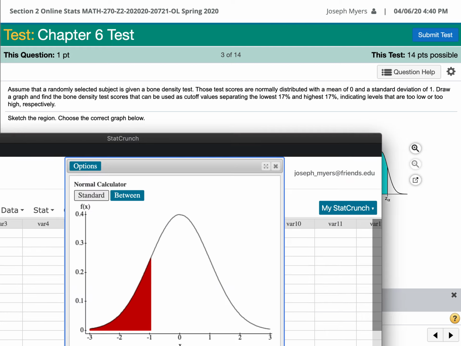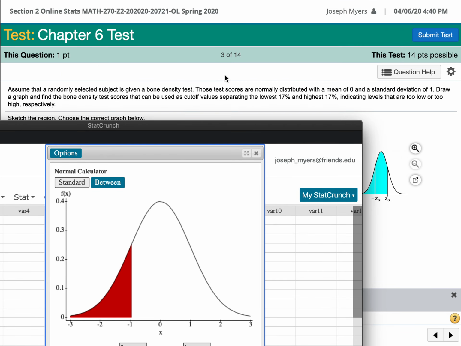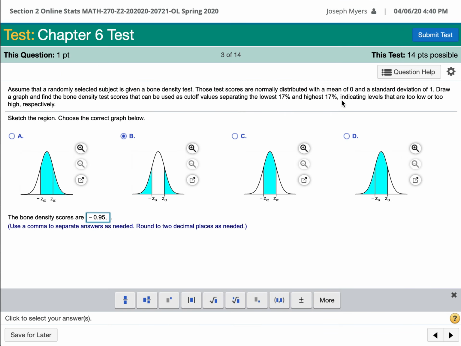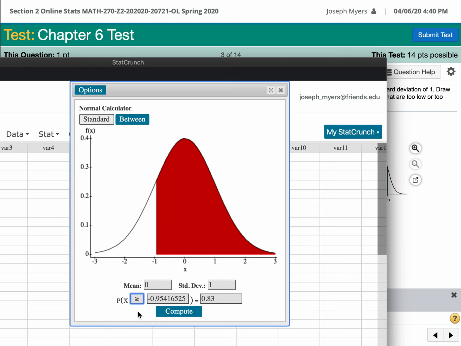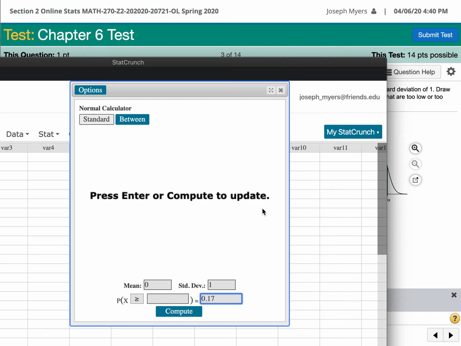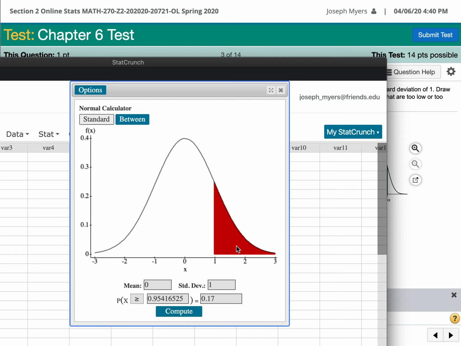Now let's find the other side, the highest 17%. What would that be? Wait, this is the lowest 17%, so I need to change this to be greater than. But see how that changed? I need to change that back to be 17% again. Now click compute. See that red area, always make sure it represents what you're trying to find. That now represents the highest 17%, and the z-value of that is positive 0.954.